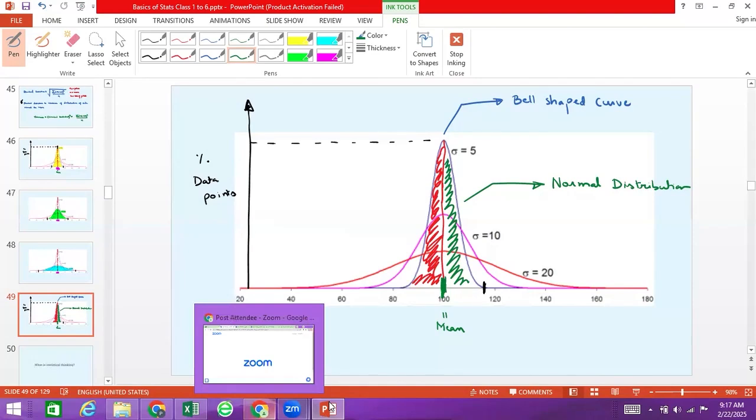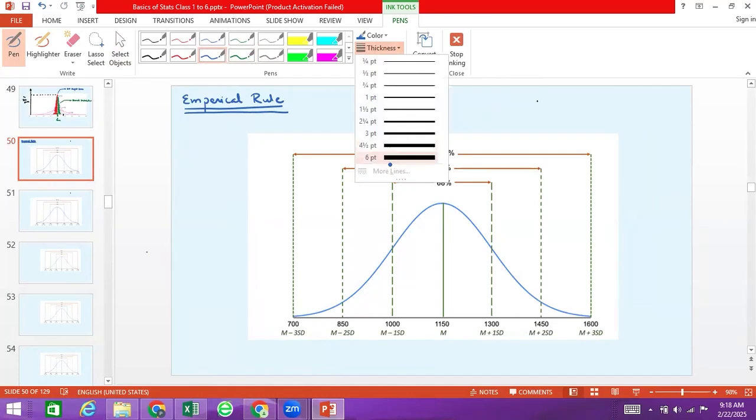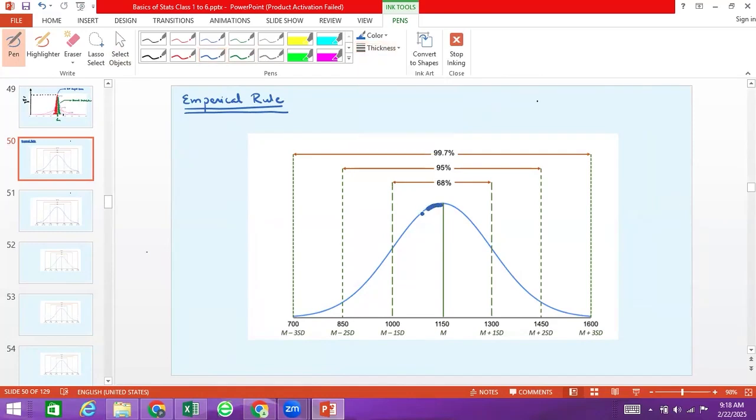There are certain rules that a normal distribution follows. Let's see what those rules are. A normal distribution follows something called the empirical rule. All normal distributions will follow the empirical rule. What is this empirical rule? Empirical rule means that, first of all, this is a normal distribution.